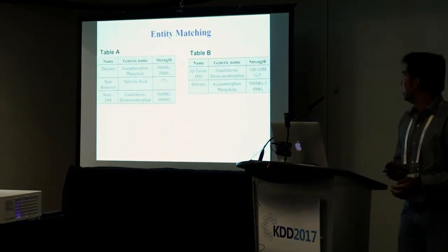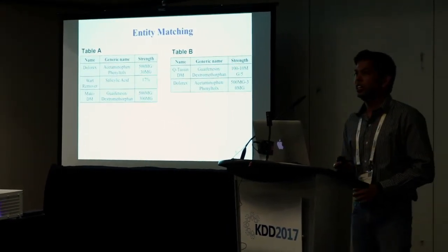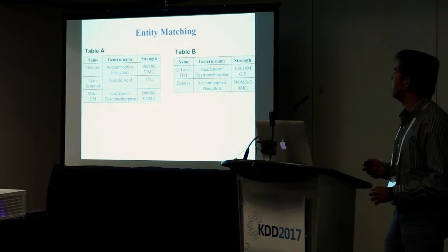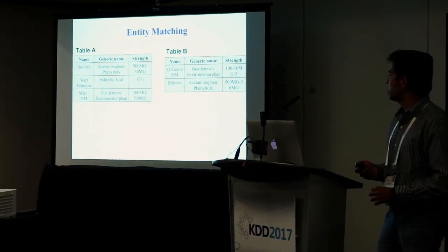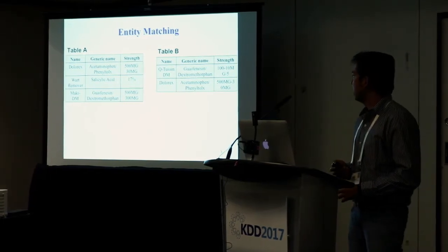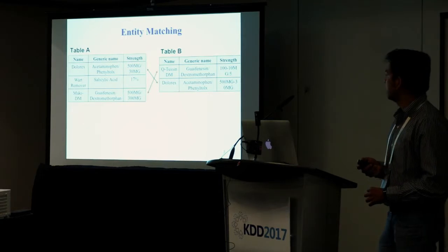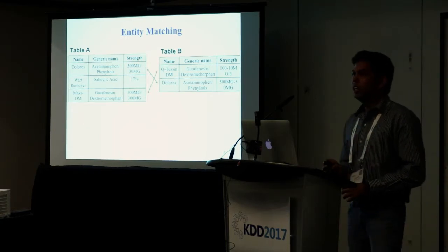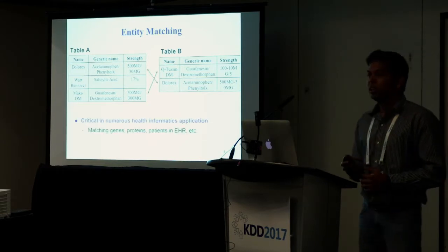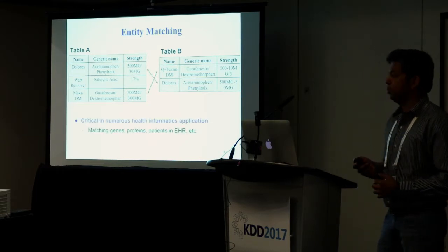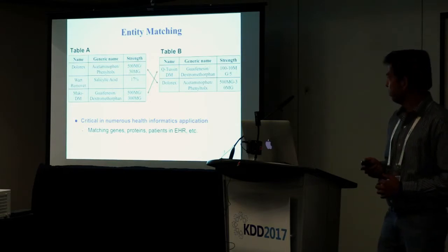To get us started, let me briefly review what entity matching is. Entity matching identifies data instances that refer to the same real-world entity. As an example, given two tables containing drug descriptions, our goal is to identify if this record in table A matches with this record in table B, and this record matches with this one. Entity matching is an important problem in many domains, and it's particularly critical in health informatics applications for matching genes, proteins, and patients in EHR and so on.